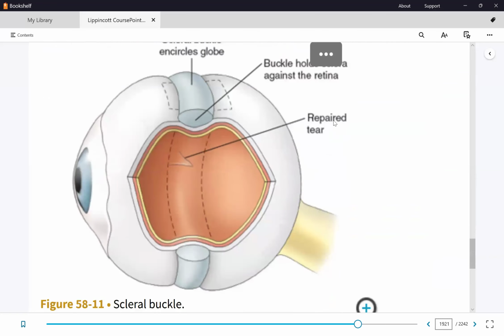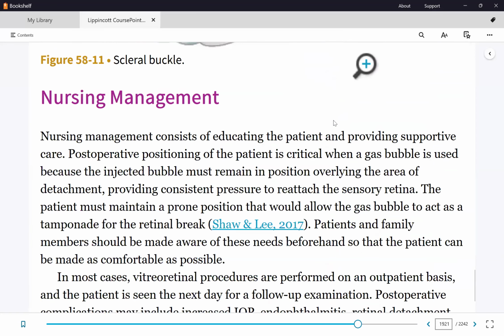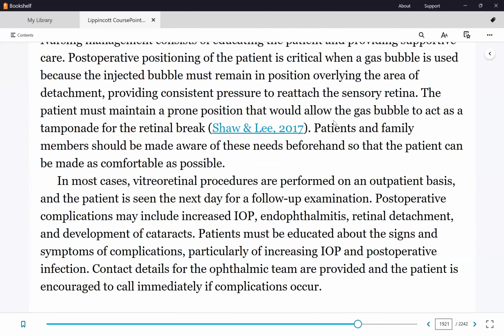So do you wonder how it's traumatic? Okay, the surgery itself is also traumatic. Yeah. Now there's an option here called the use of an air bubble or gas right here.